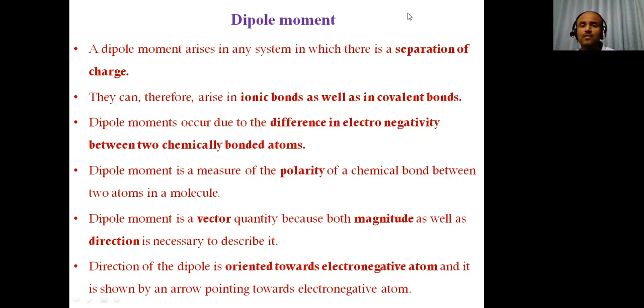The only important concept is that there must be some difference in electronegativity. Dipole moment arises due to the difference in electronegativity between two chemically bonded atoms. Dipole moment is a measure of the polarity of a chemical bond between two atoms in a molecule. Dipole moment is a vector quantity because both magnitude as well as direction are necessary for describing it. The direction of the dipole is oriented towards the electronegative atom, and it is shown by an arrow pointing towards the electronegative atom.